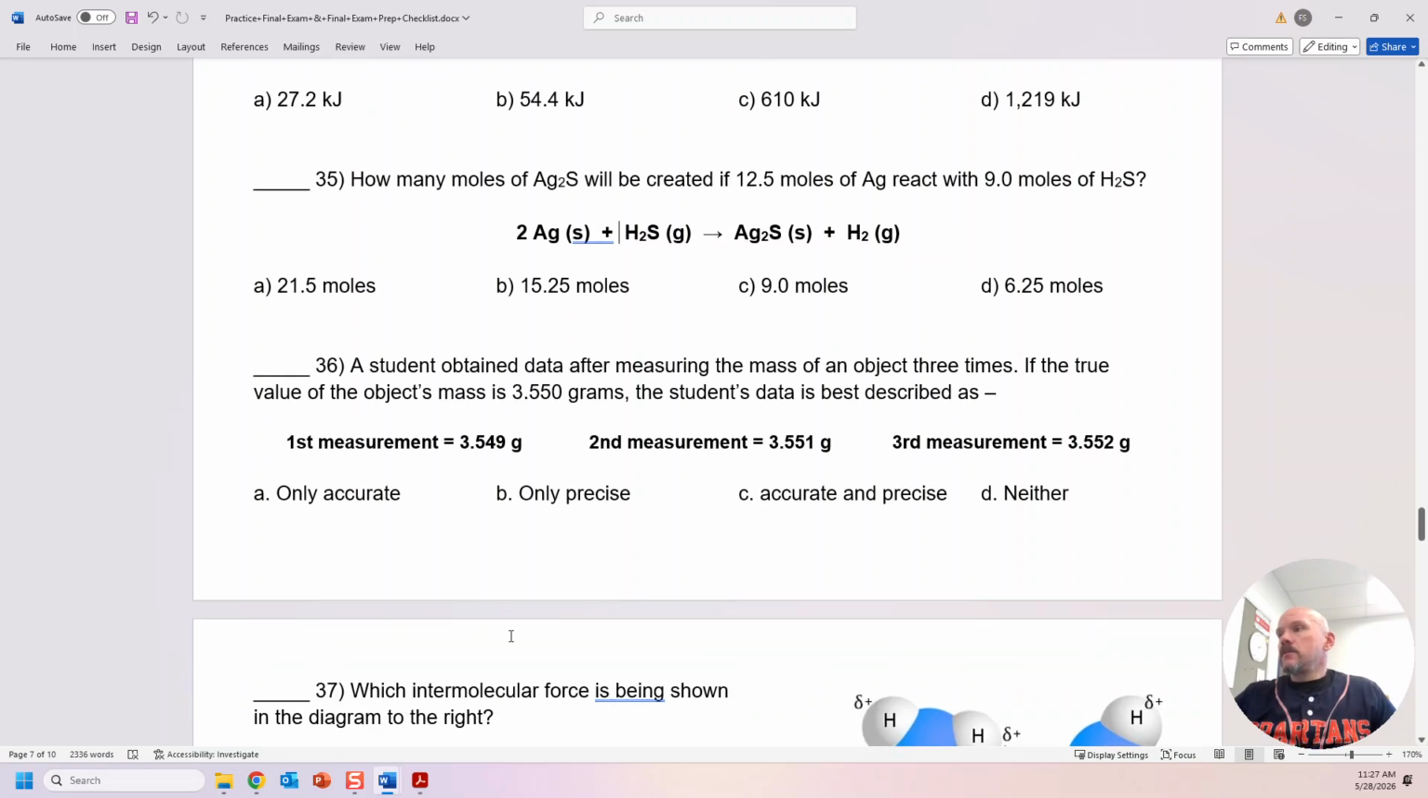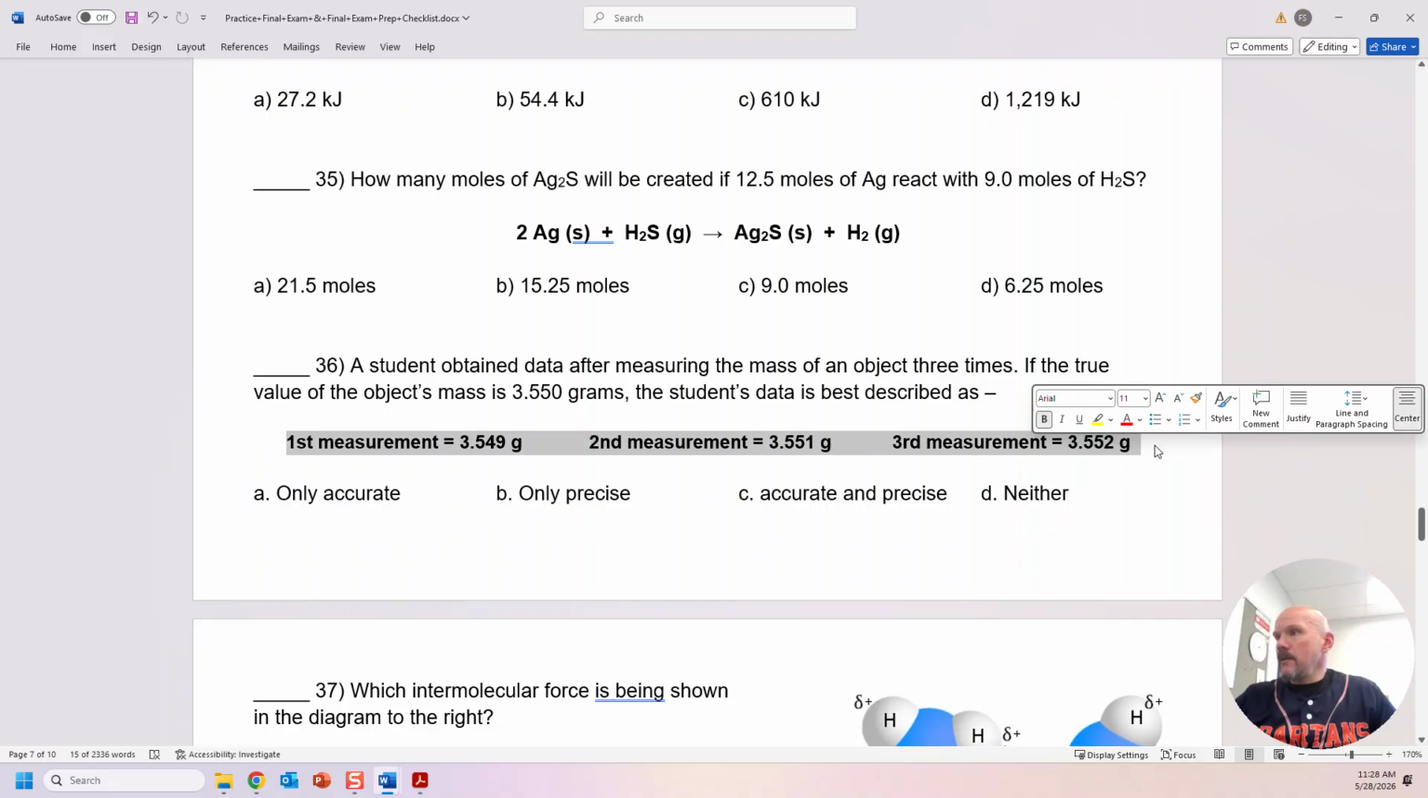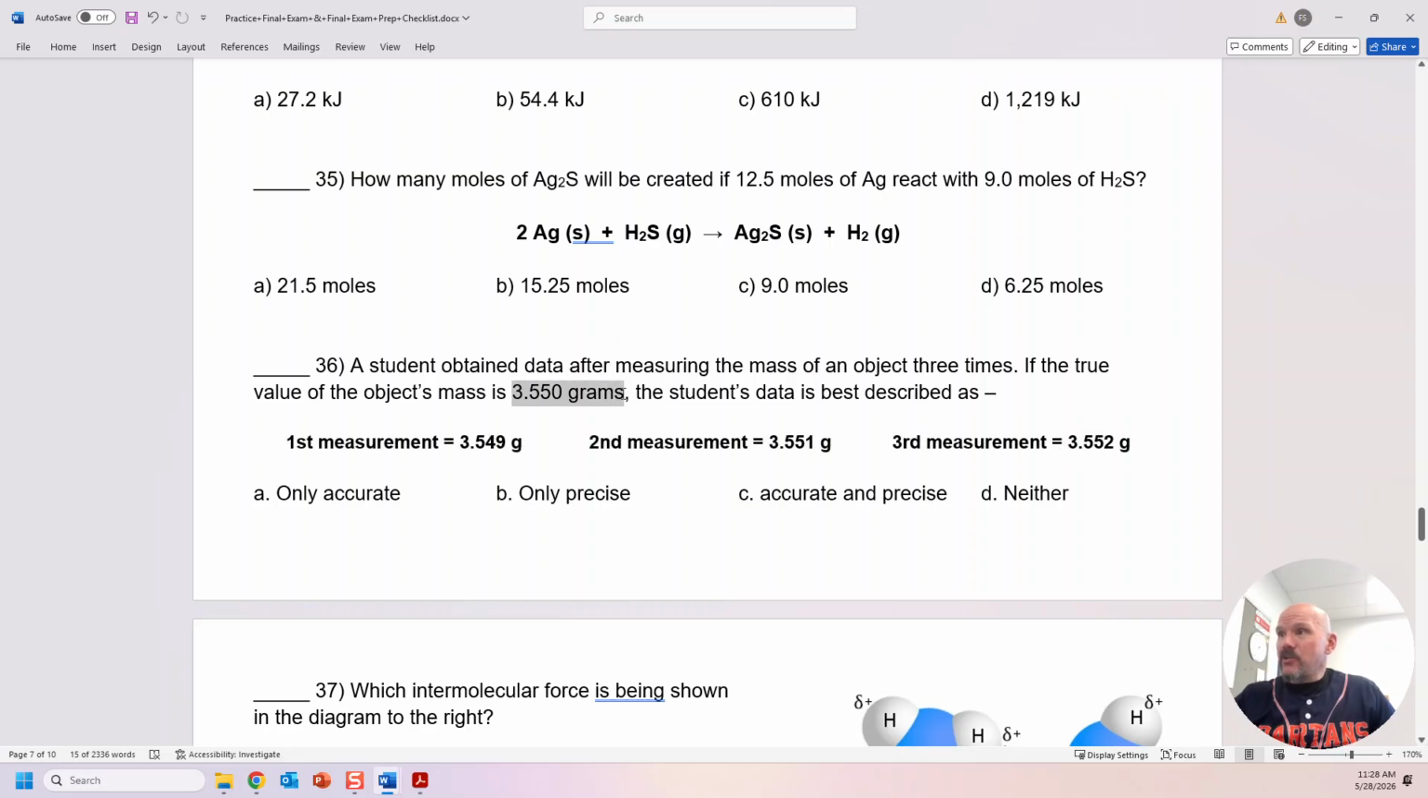All right. So here we have 3 different measurements of the same thing, and notice they're all very close to each other. What does that mean? It means we were precise. Our data is precise. And then they tell us the actual value, and our measurements are very close to the actual value. So it's also accurate. So the answer is precise and accurate, accurate and precise.